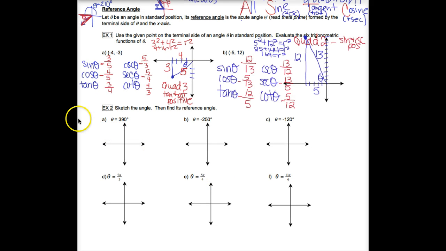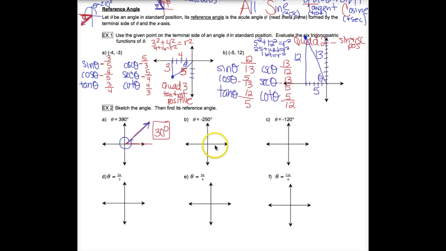So example 2a, 390 degrees. If I'm sketching 390 degrees in the positive direction, that means I'm going counterclockwise. Here's 360. 390 is 30 more than 360. So there's my sketch of the 390. Then it says find its reference angle. Its reference angle is the angle formed by the terminal side and the x-axis. This reference angle is 30 degrees because we went 30 degrees over the 360. So 30 degrees is its reference angle.